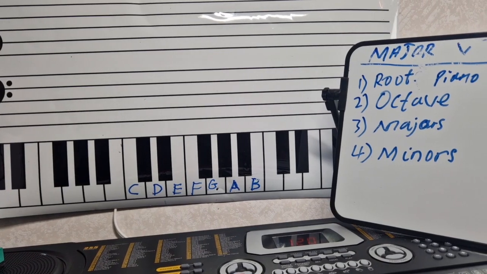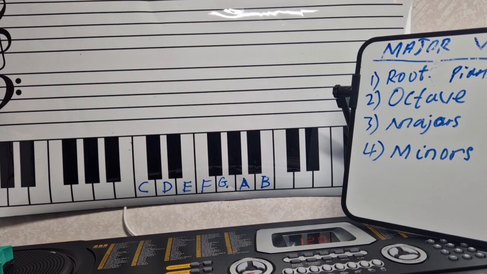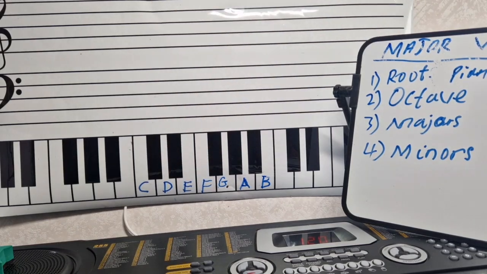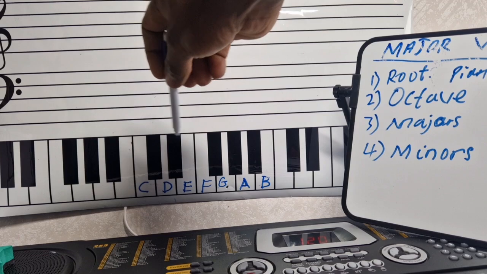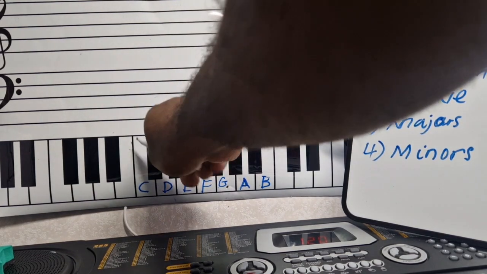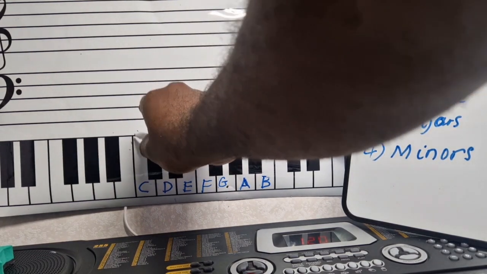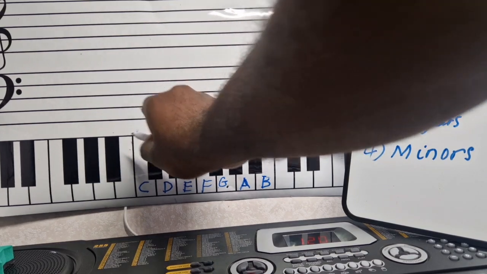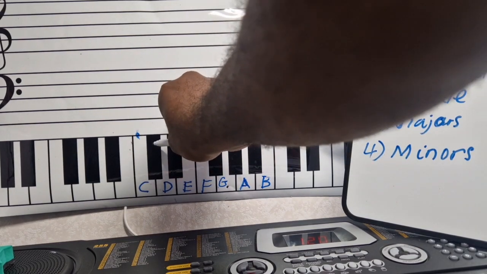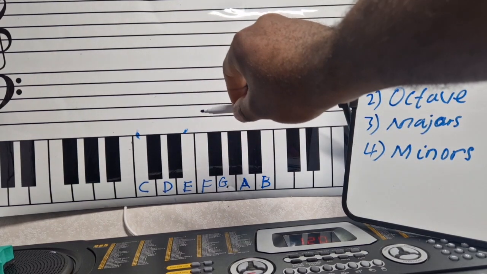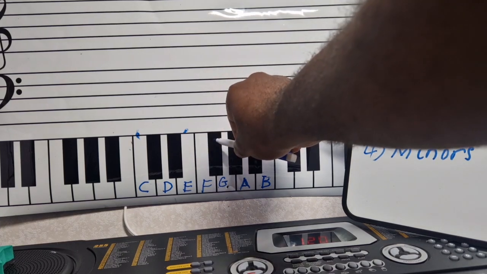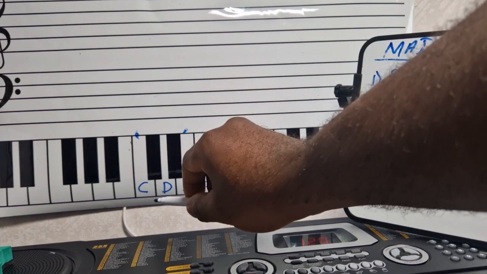It has a formula, okay? For every major scale, measure means big, and minor means small. So for every major key, for example, if you are asked to play C major, this is the root note. Then you skip 1, 2, 3, and you play E. And you skip 1, 2, and you play G.